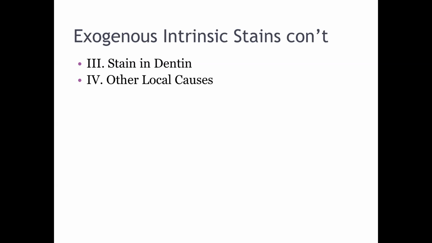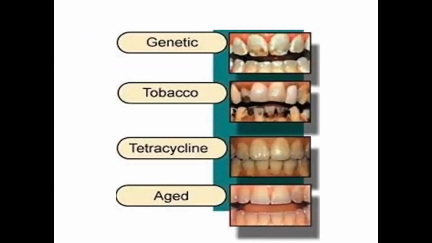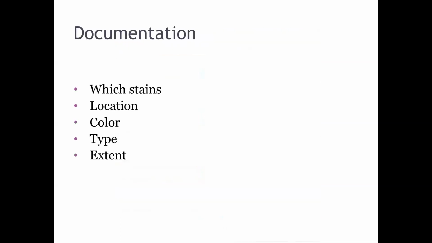Attrition of occlusal surfaces can result in loss of enamel, allowing the yellow outline of the dentin to show through again. So you have patients that have different kinds of stain. You want to be the detective and try to determine what the type of stain is. Which stains, the location, the color, the type, and extent is what you want to document. And you're going to document that in the treatment notes.